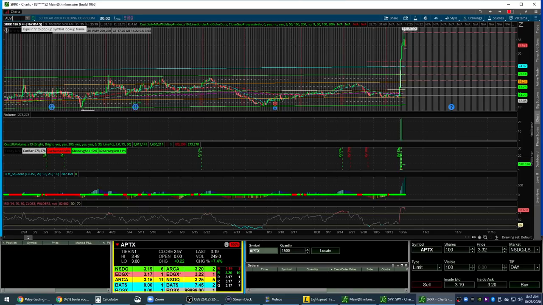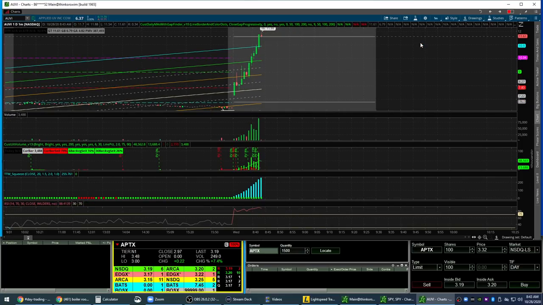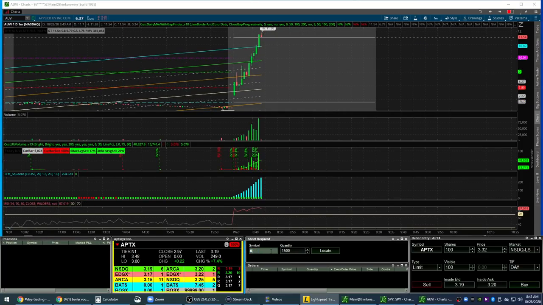Something else that may be good that just started moving is this AUVI, just kind of started jumping out of nowhere. If I'm lucky, I can short it. Wow, I can short it. This is going to be awesome.